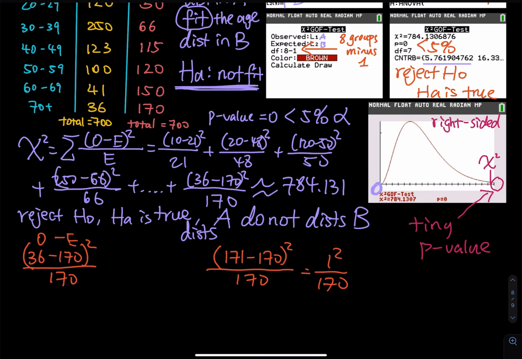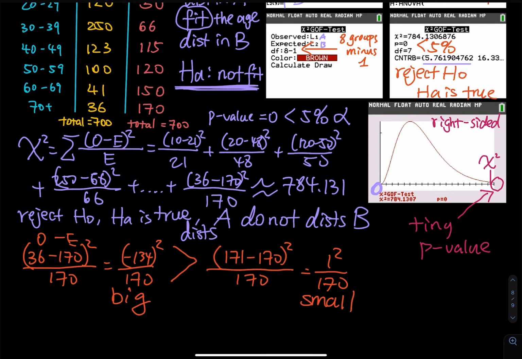So 36 minus 170, you have a negative 134. So this is negative 134 squared divided by 170. Which quotient is big? Which quotient is small? The answer is, of course, this quotient is big because the numerator is huge. So this quotient is big, and then this quotient is small, right?